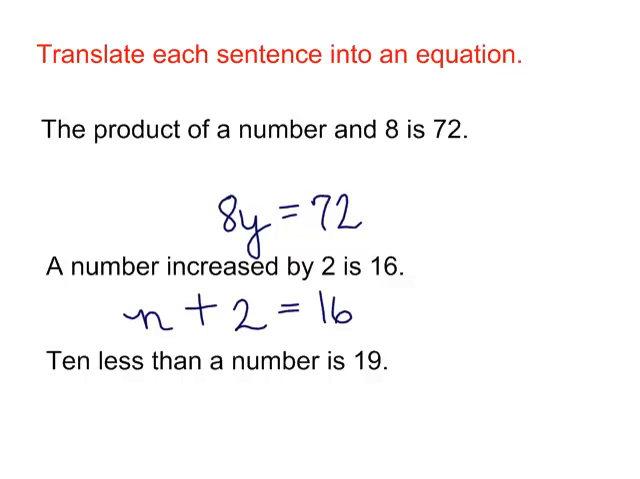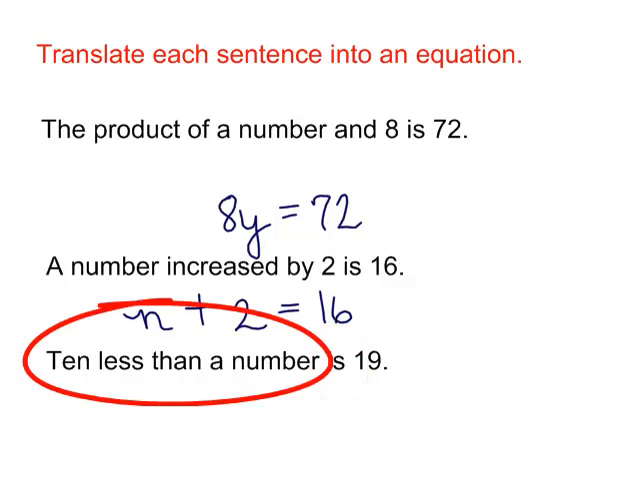And the last one is very tricky. 10 less than a number is 19. Let's use x for our number. But this says 10 less than a number. I'm going to be subtracting. You have to be very careful when you subtract. If you subtract in the wrong order, you will get the wrong answer.